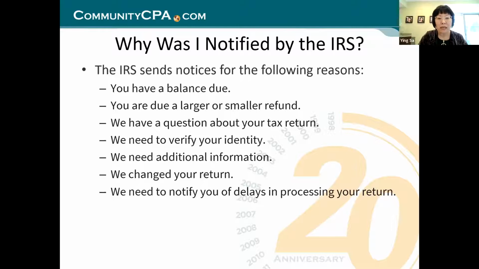Or they need additional information from you, or even your Social Security number wasn't right, and one number got switched. They want to make sure that is you filing. Or they changed your tax return because something wasn't right, and they need to notify you that they changed your return, right? Or they notify you they're processing your return late. So the IRS is trying to communicate with you on everything they did to and for your account.